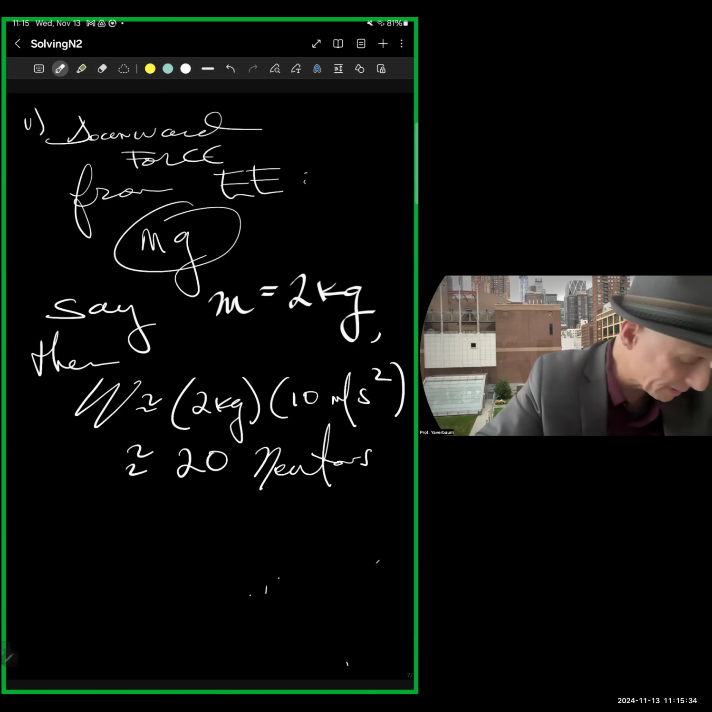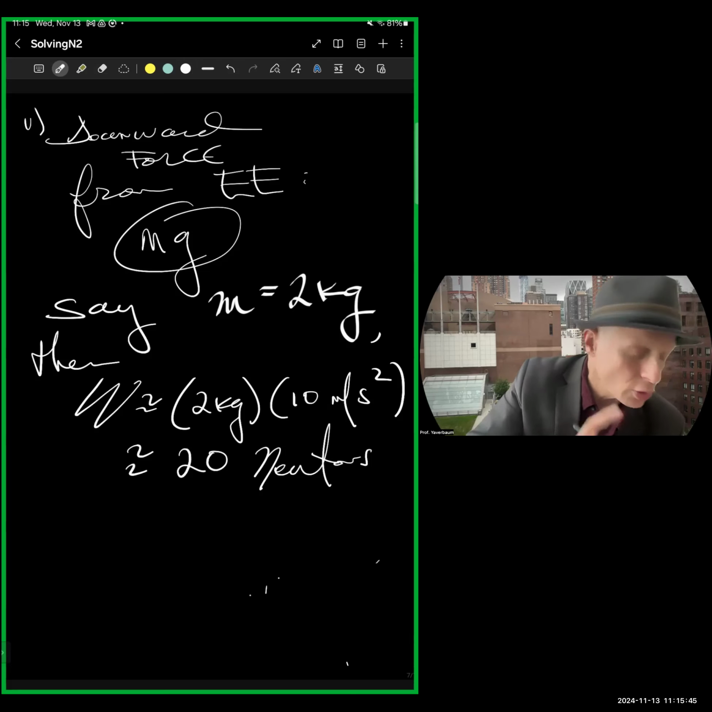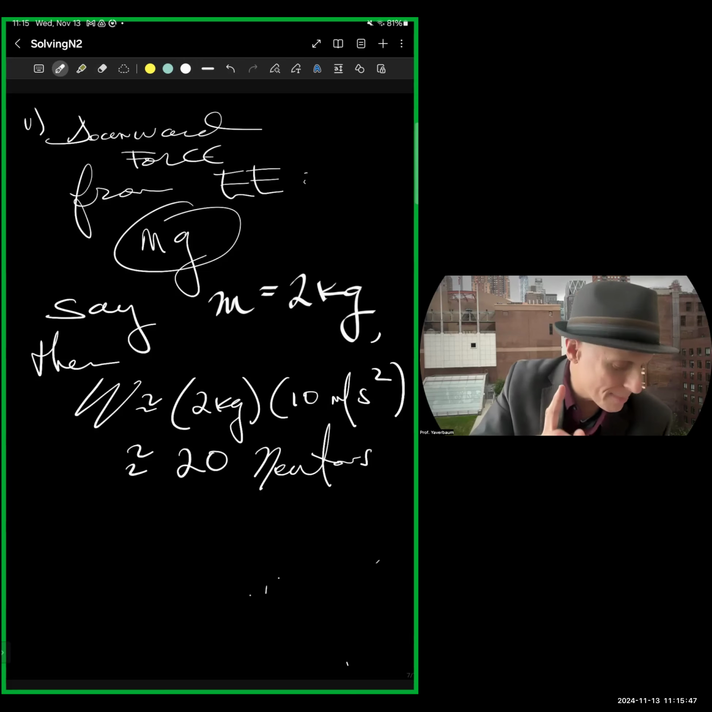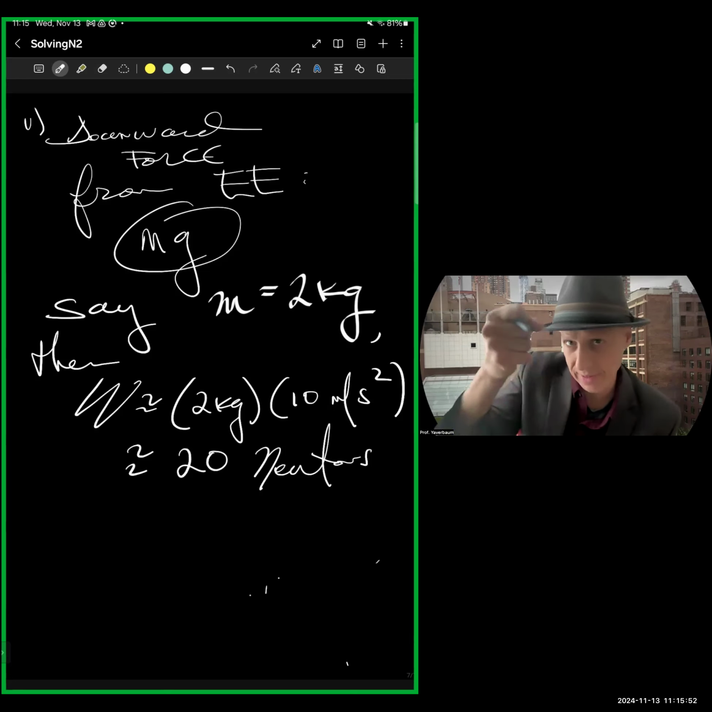Just two things I want to make explicit before going on. If that apple had a mass of 2 kilograms, then its weight is 20 newtons. I'm approximating 9.8 to be 10. So just to be clear, if that apple had a mass of 2 kilograms, then its weight would be 20 newtons, which means the whole Earth is pulling down on it with a force of 20 newtons, right?